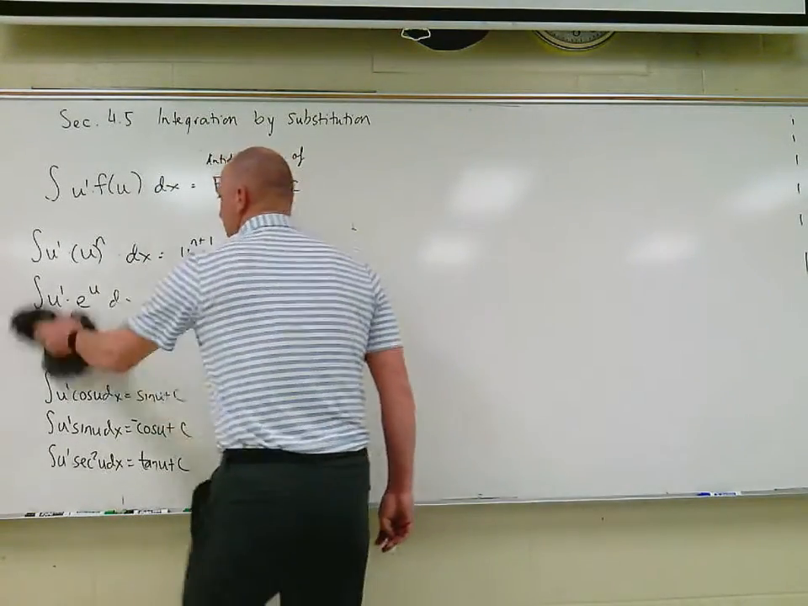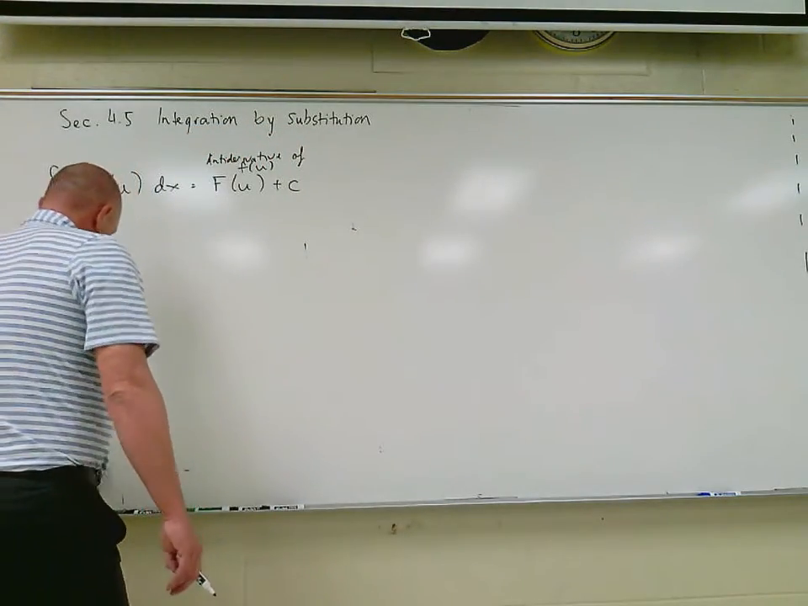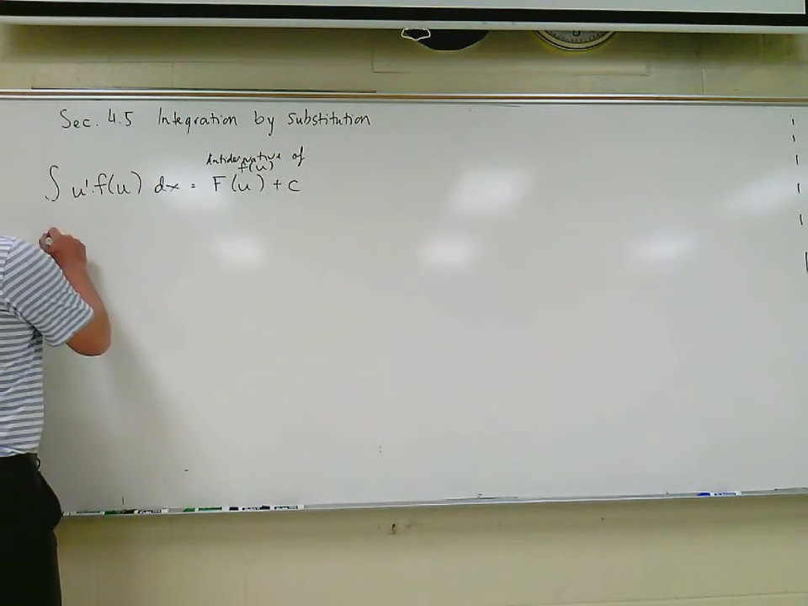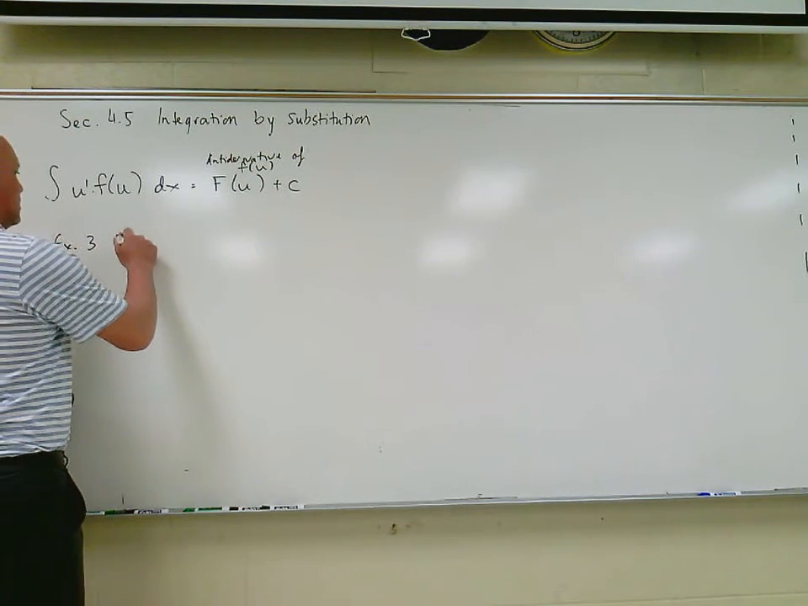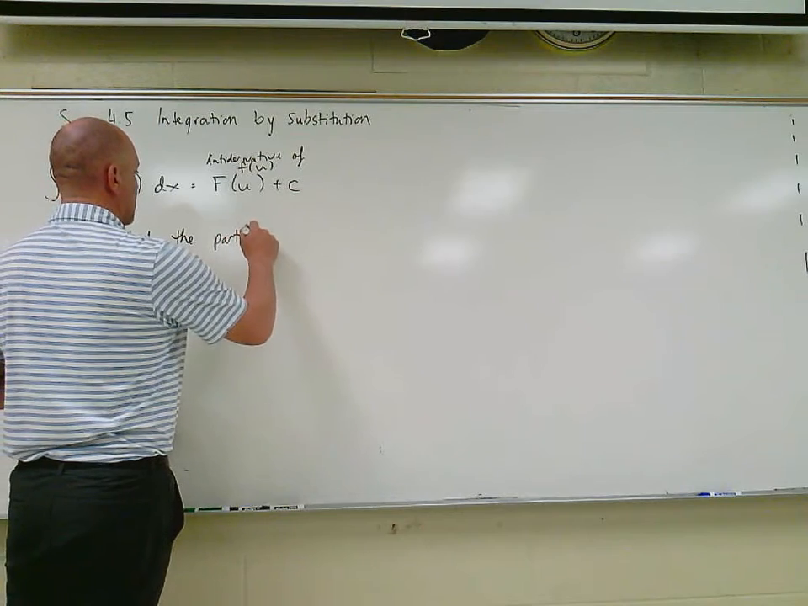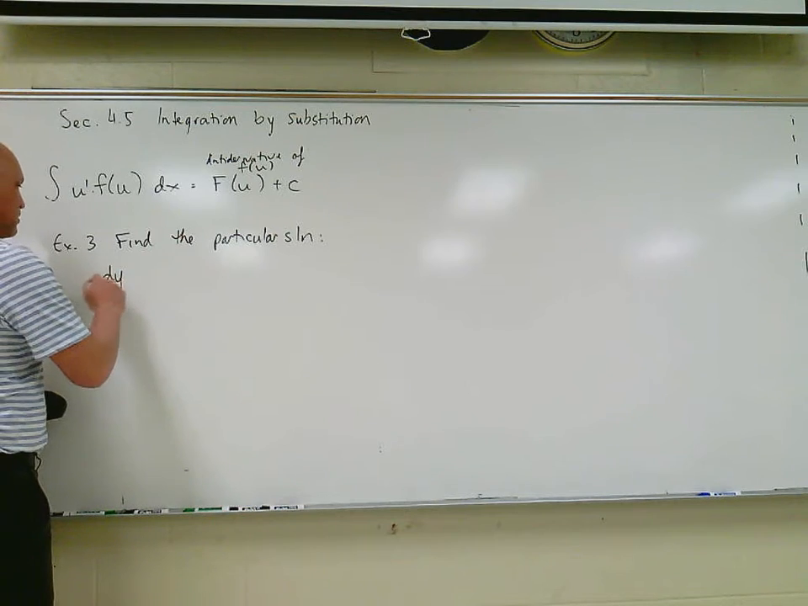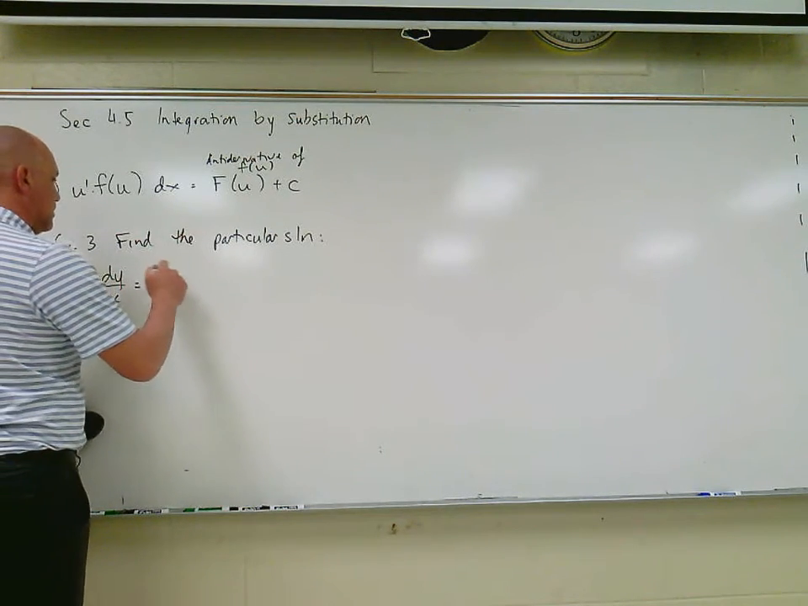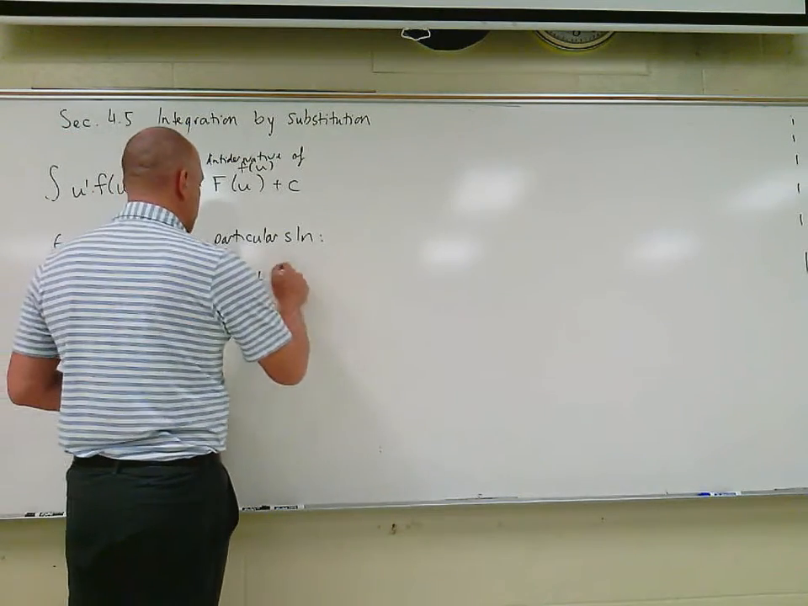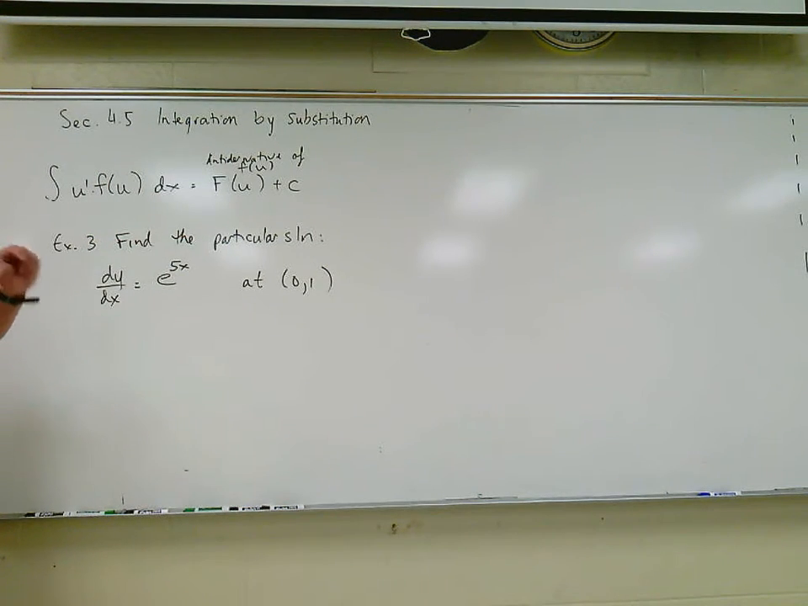I'm going to erase this so we have room. Next example, find the particular solution. So let's say we have dy over dx equals e to the 5x at the point 0, 1, okay?